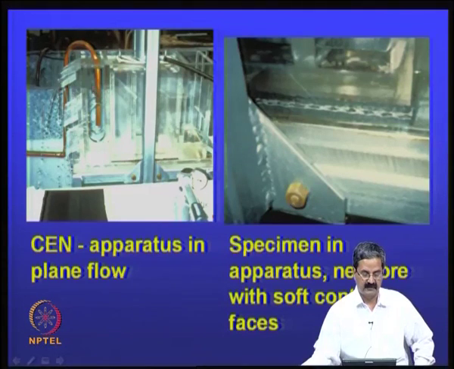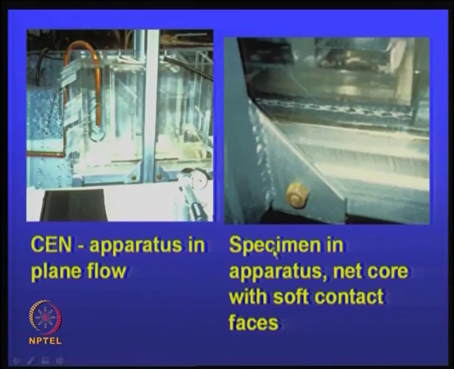So, this is the type of test, okay, for the in plane flow test. This is a specimen in apparatus, net core with soft contact. So, you can see that very clearly, that geocomposite net core, geonet is nothing but a drainage material. So, they have placed that material here and then they are testing it, okay.